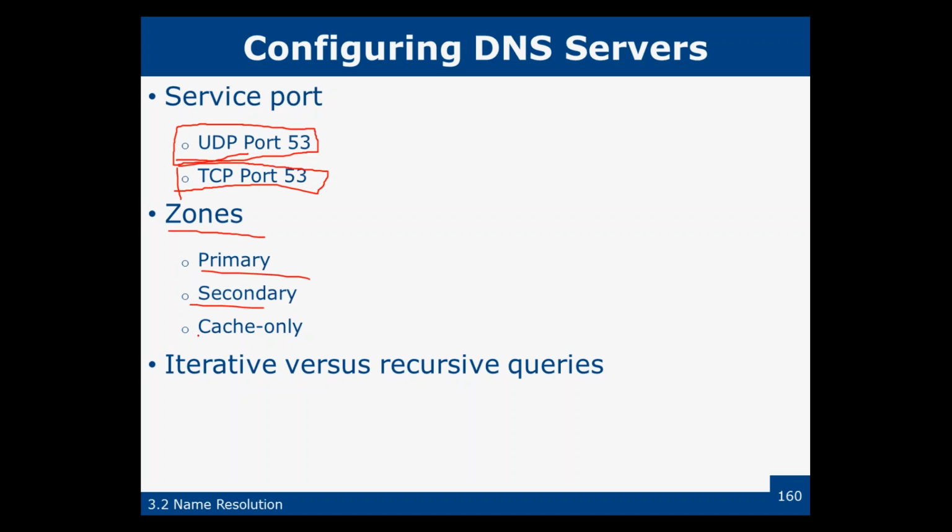We're called primary, secondary, and cache only. A primary is one where we can change, we can put in the IP addresses and the names of the computers. A secondary is a read-only copy that we get with a zone transfer.